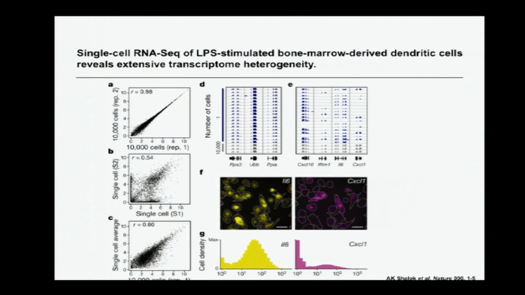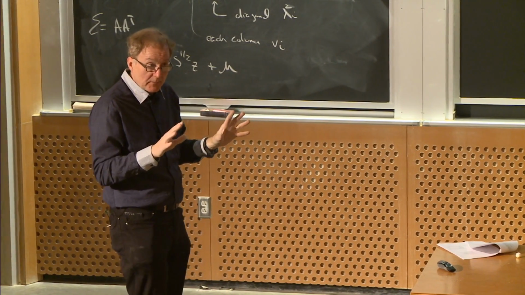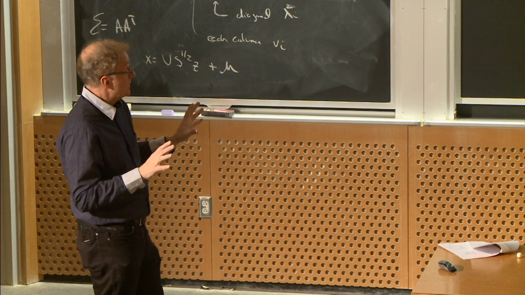And the final panel shows how a single cell average on the y-axis relates to the 10,000 cell experiment. But given the middle panel, panel B, which shows that two single cells don't really relate that well to one another, it begs other questions. For example, are the isoforms of the genes that are being expressed the same in those distinct cells?